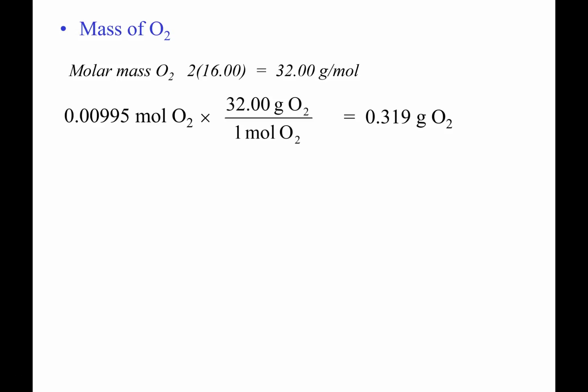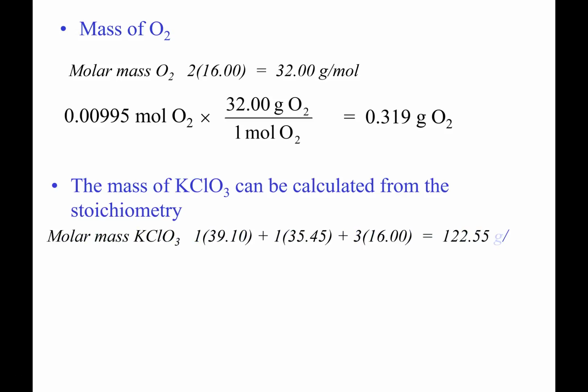If we start with 0.00995 moles of O2 over 1, molar mass of potassium chlorate, KClO3, is 1 times 39.10 plus 1 times 35.45 for the chlorine, plus 3 times 16.00 for the oxygen. That gives 122.55 grams per mole. Now we're ready to knock out the mass of KClO3.